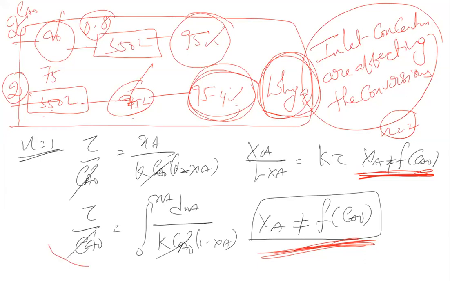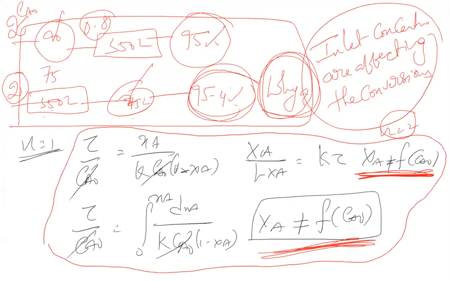Then I analyzed how the conversions depend on things. What is the one thing that you are changing in both the cases? What I see is only the inlet concentrations. Basically, when you shift the reactors, the inlet concentrations are changing. So that is why I reached the conclusion that inlet concentrations are affecting my conversions.